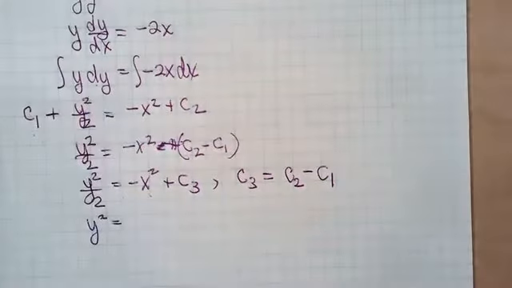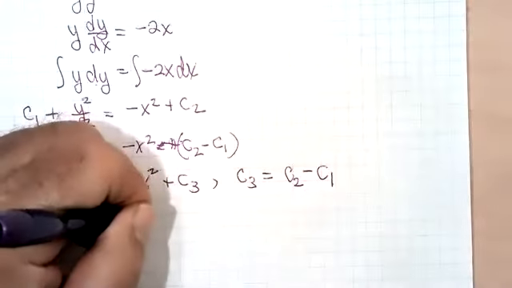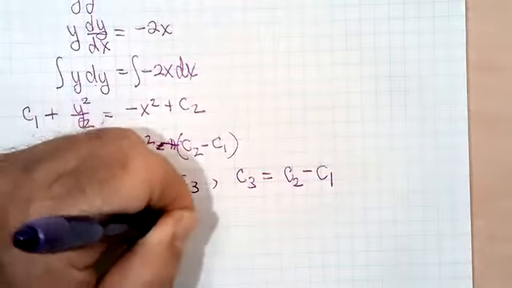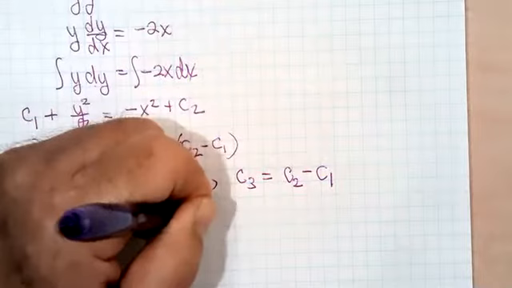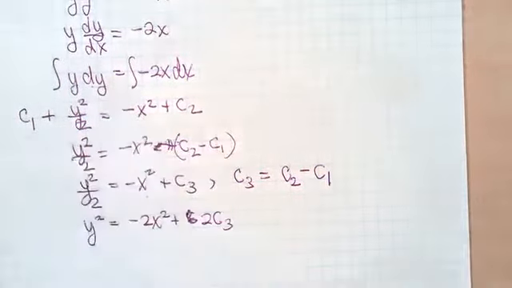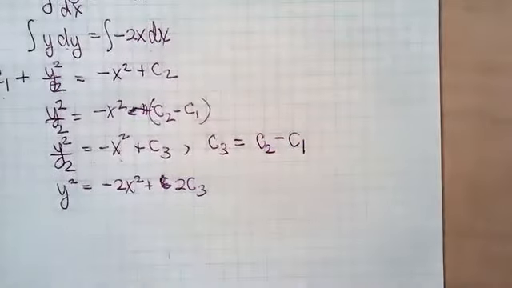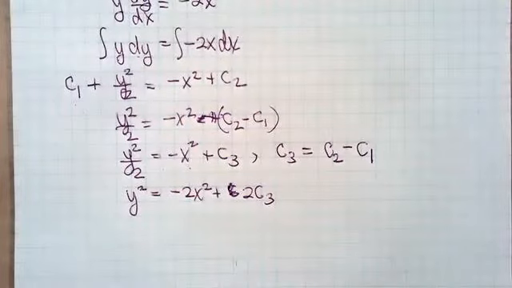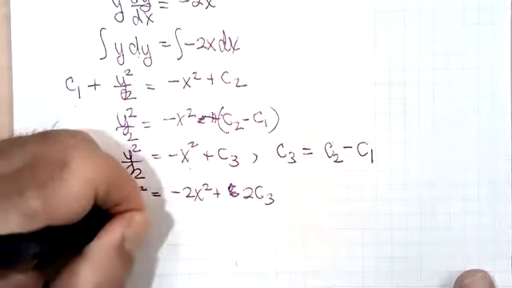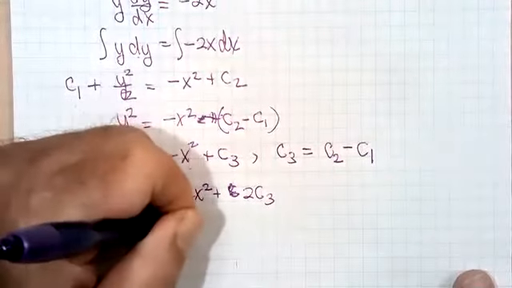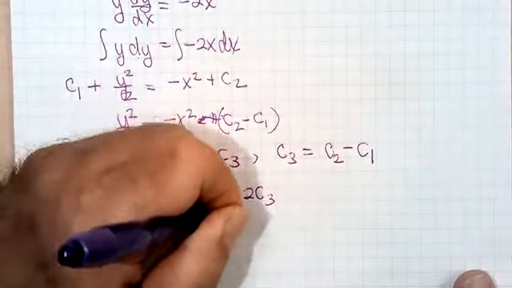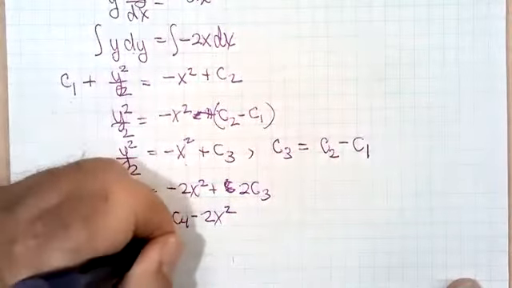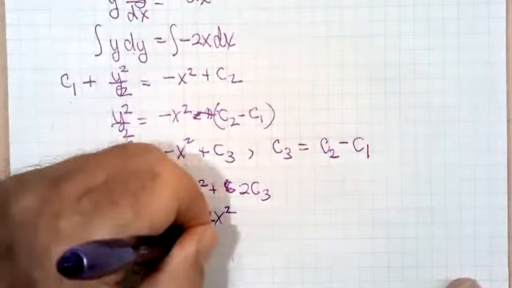And I suppose if I'm going to write this with great care, I would write 2C3. But what happens when you double an arbitrary constant? Well, you get an arbitrary constant, right? So this would be y squared equals C4 minus 2x squared. And then I could take the square root of both sides. And of course, I can't tell whether it's going to be the plus or minus square root.